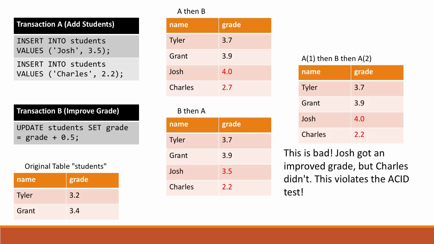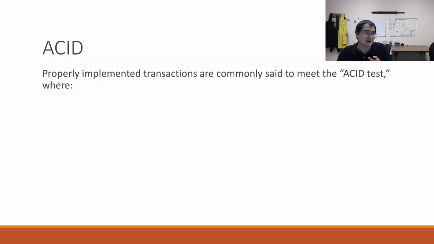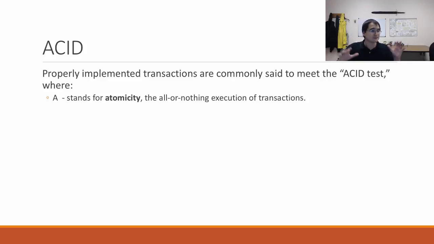This violates what's called the ACID test. So ACID is one of the kind of fun, silly acronyms in the class. Properly implemented transactions are said to meet the ACID test. These are kind of the rules for what makes a good transactional database. So the letters are, A stands for atomicity. This means transactions have to occur either all or nothing. That's the thing I mentioned before. Either you finish the entire transaction or you abort. So A stands for atomicity, meaning atom, meaning indivisible.